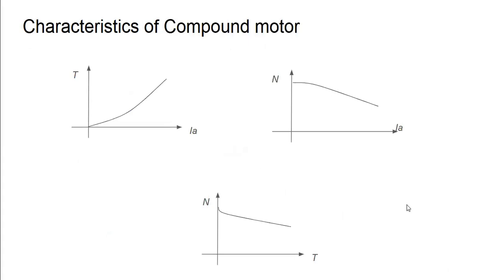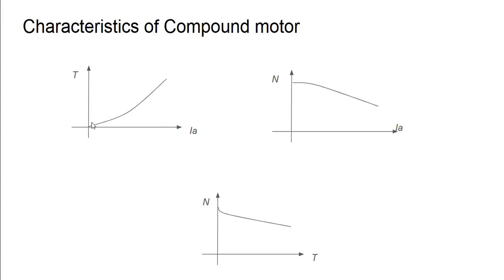Now we can see the characteristics of the compound motor. These are all the characteristics for the cumulative compound, because in practical scenarios we will be using the cumulative compound, since the differential compound will not be used in practical cases. So the characteristics for the cumulative compound motor alone are shown here. The torque versus IA characteristics for the cumulative compound motor will be like this, which has a combination of the series and the shunt motor characteristics.